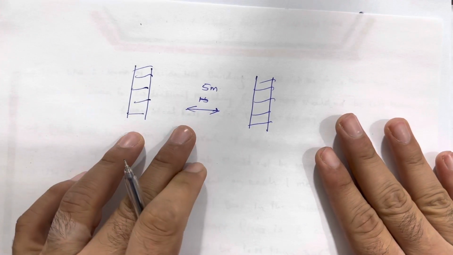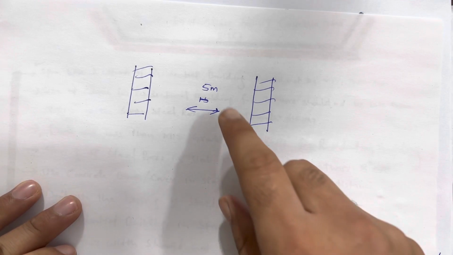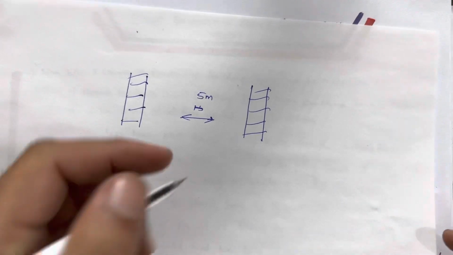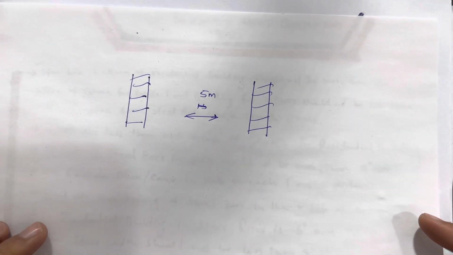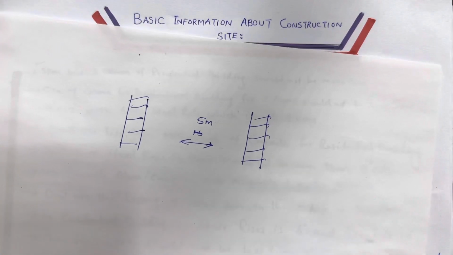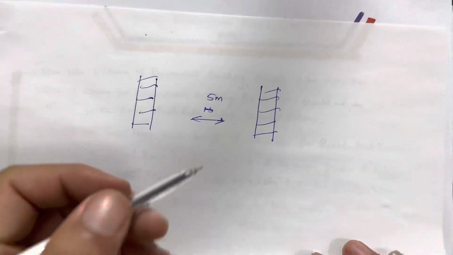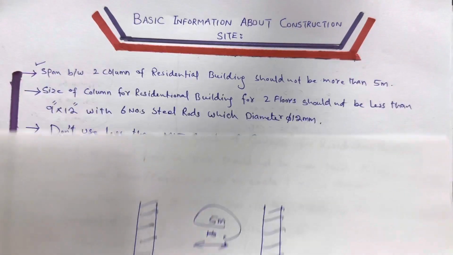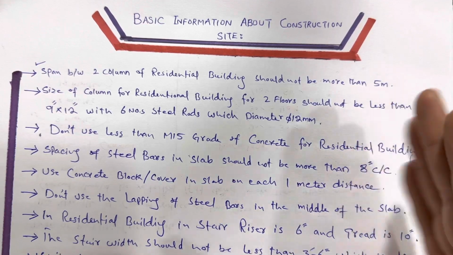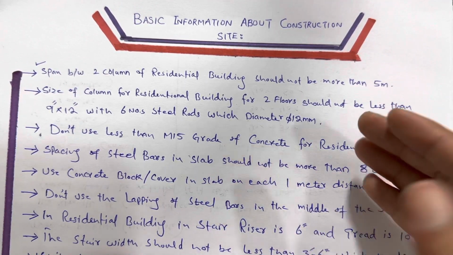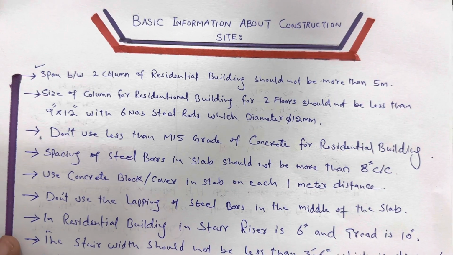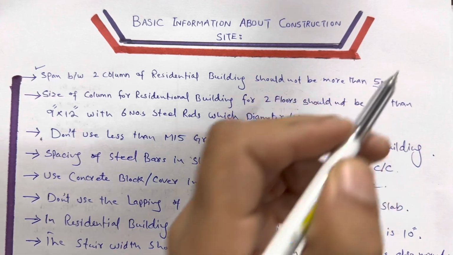If you increase the span between two columns to more than 5 meters, you need a proper steel structural design to support the RCC structure which we have, like foundation, beam, column, slab. So if you are going more than 5 meters for residential building, you need that design. Under 5 meters you can use the span between two columns for residential building up to 2-story. But if you are going more than this, you need the proper steel structure design. Normally you can use up to 5 meters.